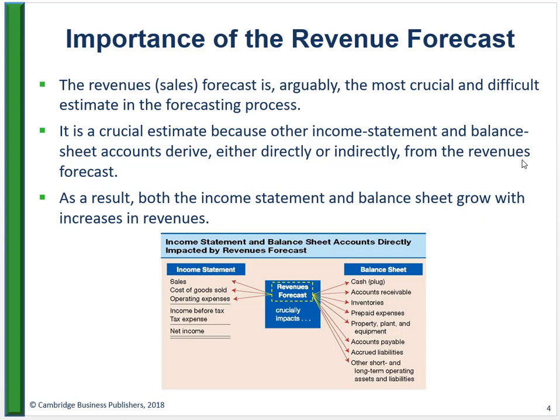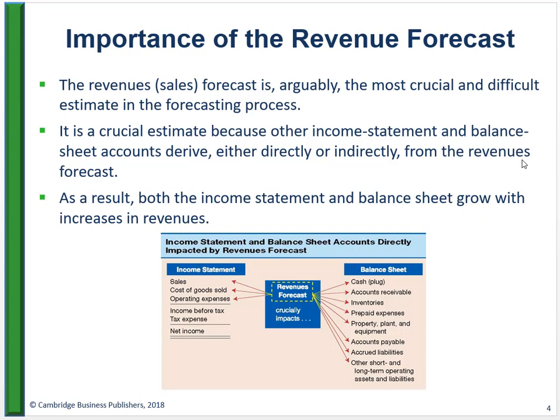So you can see this nice little graphic at the bottom of page 4 here that shows the income statement and balance sheet accounts directly impacted by the revenues forecast. And any of you, all of you, as a matter of fact, have a familiarity with the accounting behind this that drives this. That sales forecast flows through to cost of goods sold and operating expenses. We'll talk a little bit about how we can forecast those next.